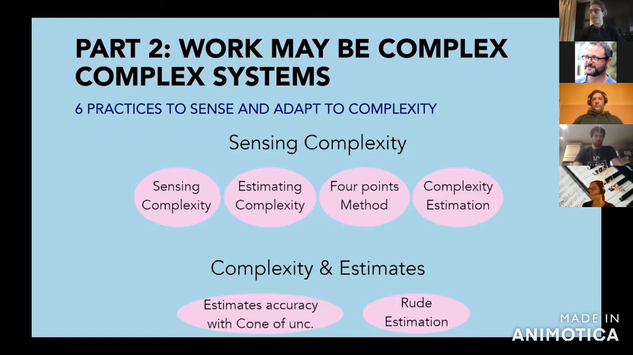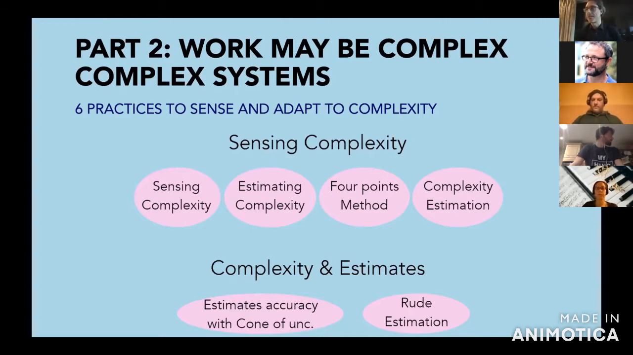For example, the sensing complexity practice, a practice that is useful to assess the degree of complexity of the work that we do, uses consensus and agreement as two elements of our human experience in order to get an assessment or estimation. Estimating complexity by Liz Kaug, that I'm going to talk about very quickly, instead uses the human element, the question, who has done this before, in order to assess the degree of complexity of a practice. And who is a person, a human being.